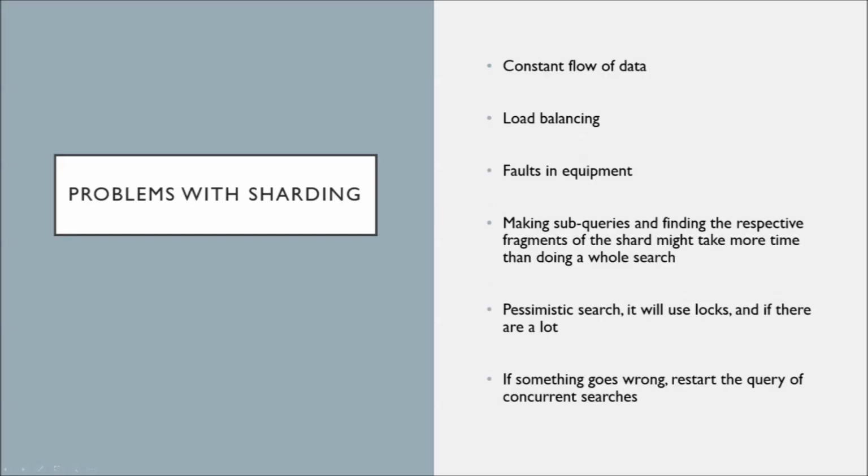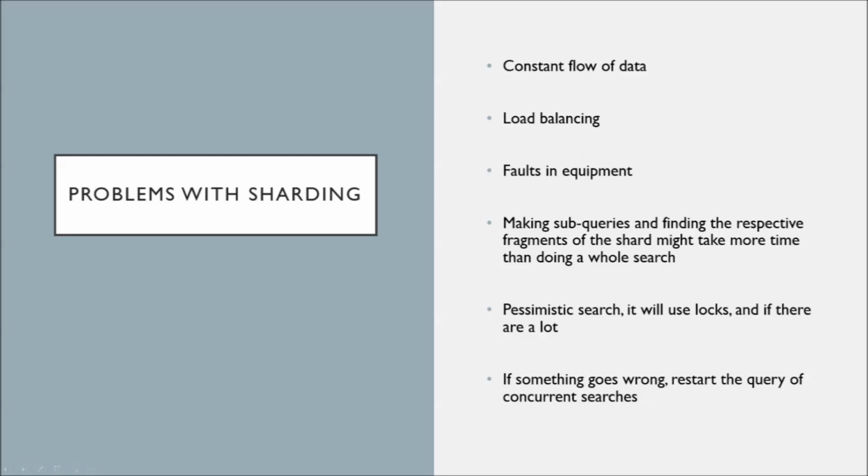As expected, the system also has some problems. These here will cause problems in performance. A constant flow of data will make the system need to create more shards and restructure all the information it had before. Load balancing will make the system stop for a while and redistribute information in order to create a more balanced access between shards. That way it can use its parallelization capabilities to the maximum.